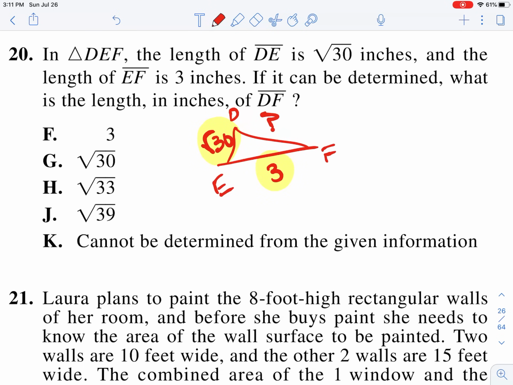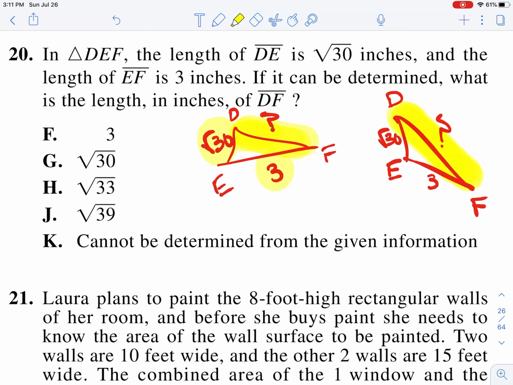It can be anything. You could redraw this triangle like this, DEF, and it'll still meet the conditions that are described. Square root of 30, 3. We still don't know what this is. And clearly this here is much longer than this one here. So this triangle could be anything. The length could be anything. And for that reason, it cannot be determined.